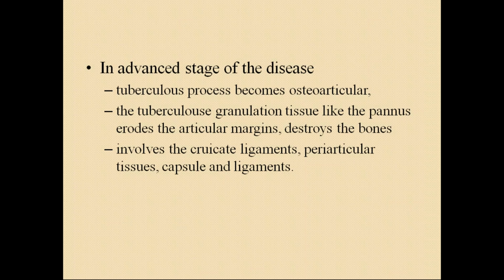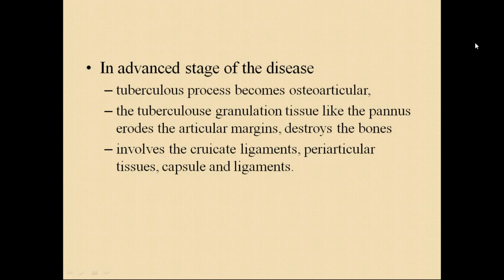In the advanced stages, the underlying bone also gets involved, so cartilage and bone are also involved. In the advanced stage of the disease, the tuberculous process becomes osteoarticular. The tuberculous granulation tissue, like pannus, erodes the articular margins, destroys the bone, and involves the cruciate ligaments, periarticular tissues, capsule, and ligaments. So everything in the joint gets involved.